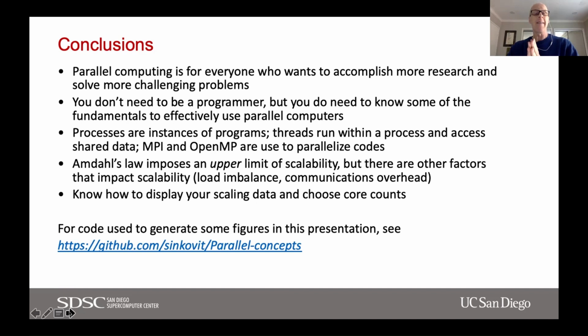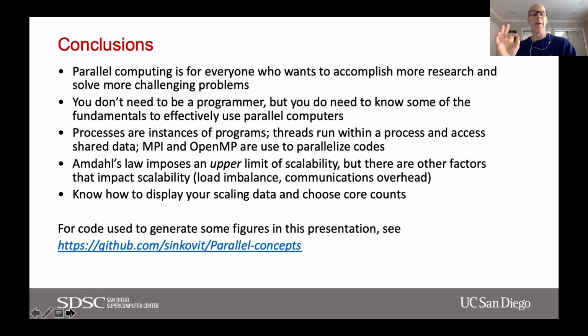Remember that processes could be thought of as instances of a program. Threads run within a process and access shared data. MPI and OpenMP are just implementations of parallelization schemes that are used to generate the parallel software.